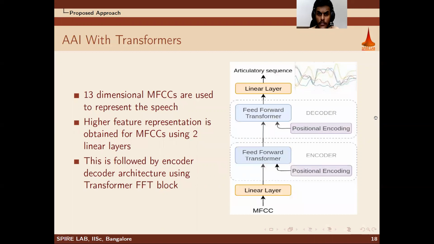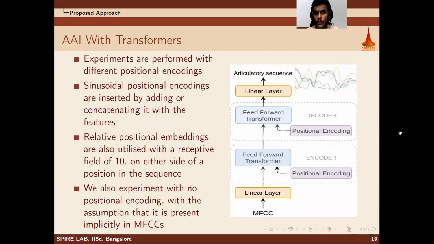Now, this is the transformer architecture for AAI. We'll be using 13-dimensional MFCCs as the input, and we'll first have two linear layers to have a higher feature representation for the MFCCs, and this will be followed by an encoder-decoder structure with the transformers. And we can have different types of positional encodings. We'll first have sinusoidal positional encoding, which can be added or concatenated with the features before passing it to the transformers. Then we can also have relative positional embeddings.